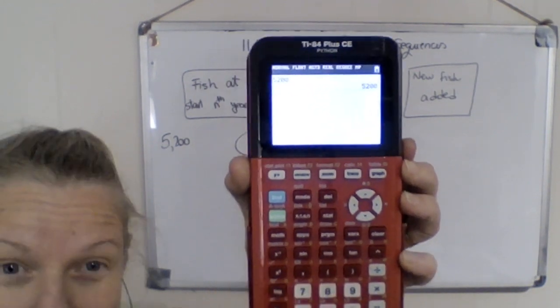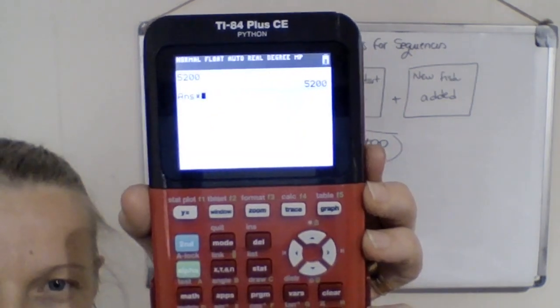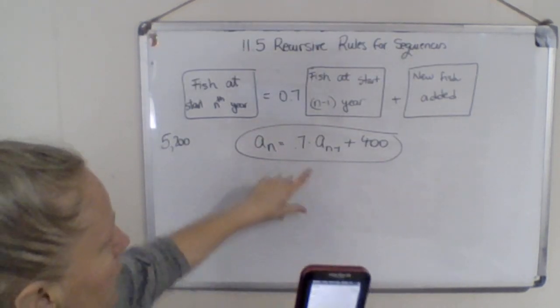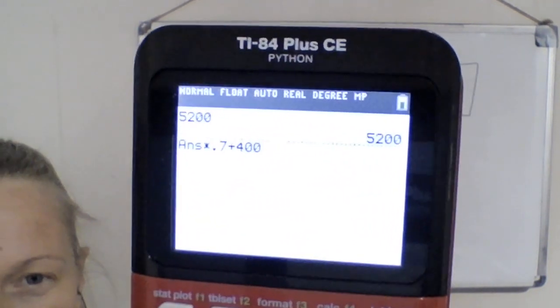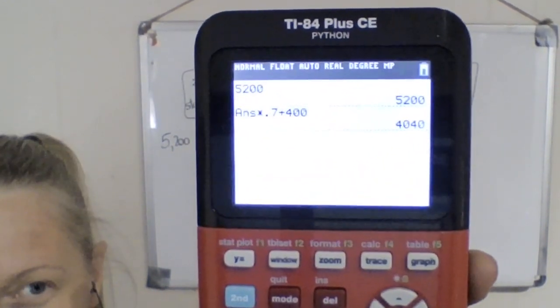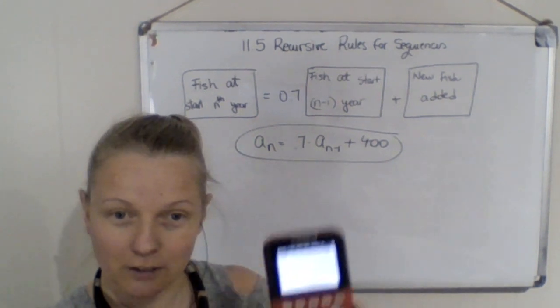And then we're going to take that number, by not pushing anything else but multiplying it, which is going to give me that answer, times 0.7. We're just going to write a recursive rule, and then plus 400. And that's going to give me the population at the 2nd year, right? And then if we keep pushing enter one more time, I get the population the 3rd year.